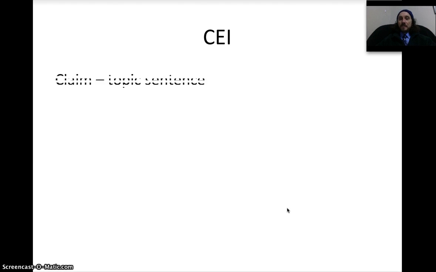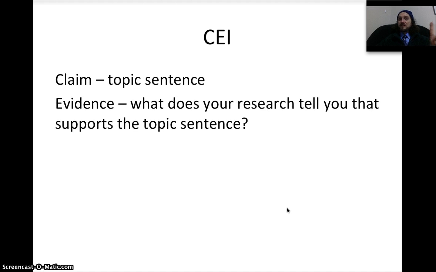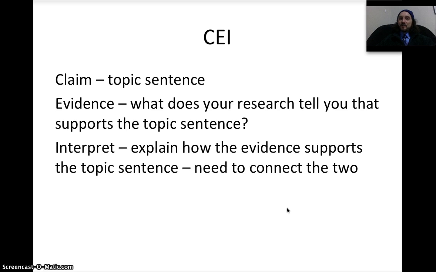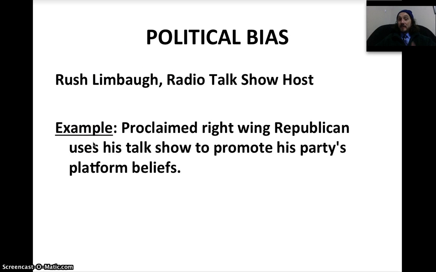I believe this, I am this, I see this, I, because they're trying to create a sense of credibility to the reader. CEI. Claim. That's your topic sentence. Evidence. What does your research tell you that supports the topic sentence? CE and then I, interpretation. You have to explain how this evidence connects and supports the topic sentence. You need to connect the two or else it doesn't work. And a lot of people in their early drafts of the paper had C and E but didn't have the I.